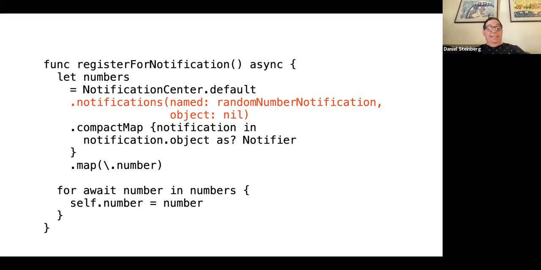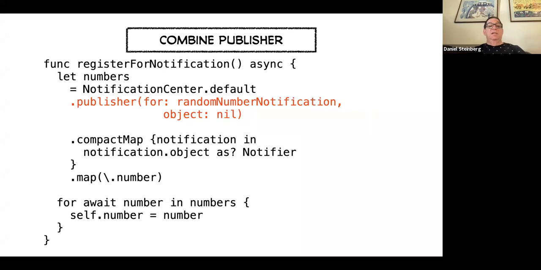So this highlighted notification is how we did it in async. That gave us an async sequence of notifications. The way we do it in Combine is we get a publisher for it, and that's the Combine publisher. But now everything in red and above is a Combine publisher, and everything below is dealing with async sequences. How do we bridge from one to the other?